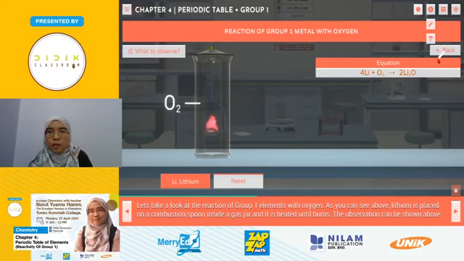And the observation is lithium burns slowly with red flame and produces a white solid. So the white solid here is lithium oxide. Okay. Alright, so the lithium oxide here is the white solid.